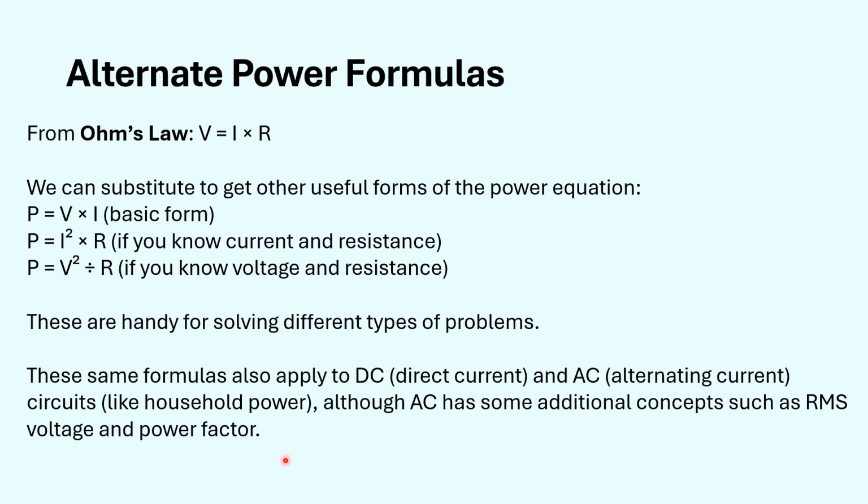And these formulas also apply to DC circuits, which are direct current, like in a battery, or AC, alternating current, which would be like in your house. But if you get into the details on the AC, you get into such things as RMS voltage and power factor, and it gets a little more complicated. As a general rule, these work in most basic cases.